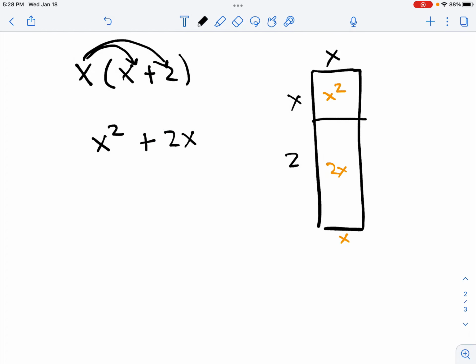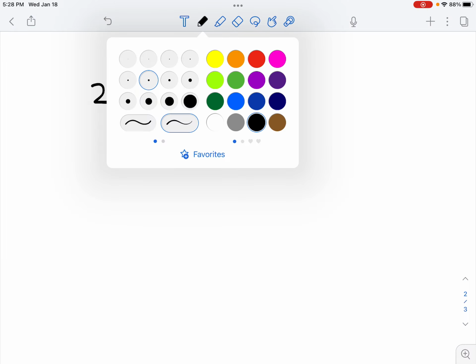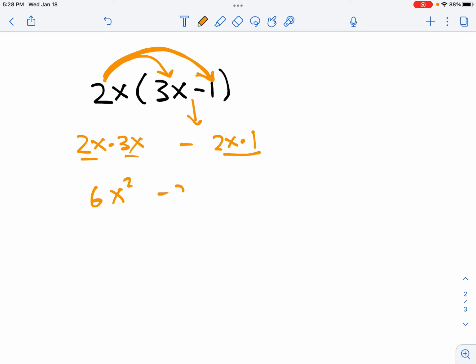Okay, let's go now and do one for you to practice on. Let's do 2x times (3x minus 1). Okay, so we're going to use the distributive property. Let's have 2x hit 3x and 2x hit negative 1. So we're going to have 2x times 3x, and that minus sign comes down, and we're going to have 2x times 1. All right, 2x times 3x, remember with our exponents review, 2 times 3 is 6, x times x is x squared. 2x times 1 is just 2x, so we got 6x squared minus 2x.